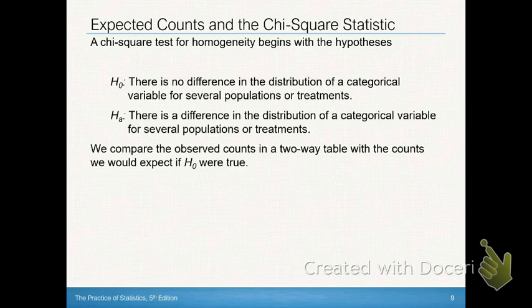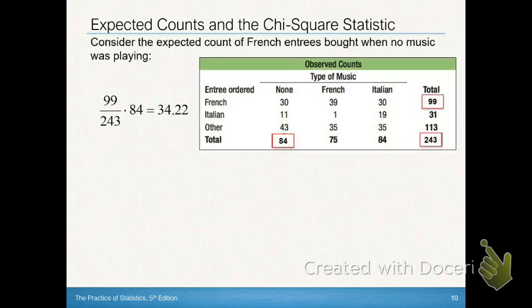So again, we're doing this test for homogeneity, and our null hypothesis will be that there's no difference in the two distributions, and the alternative will be that there is a difference in the distribution. So what we want to do is we want to use our proportionalities to come up with expected counts. So we're going to keep all of the totals and subtotals the same, and then we're going to use proportions to figure out what the expected count should be.